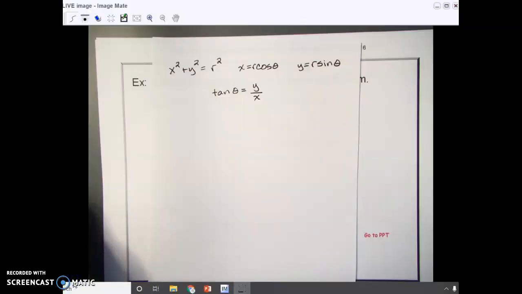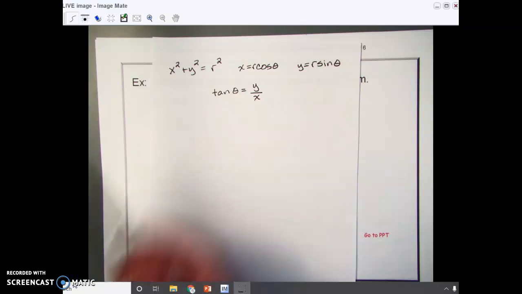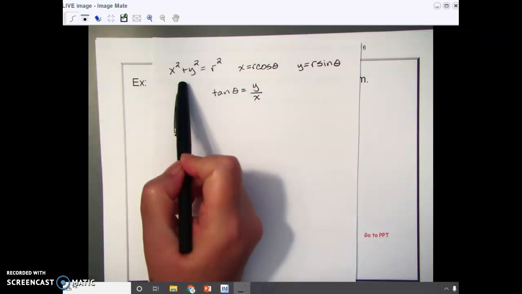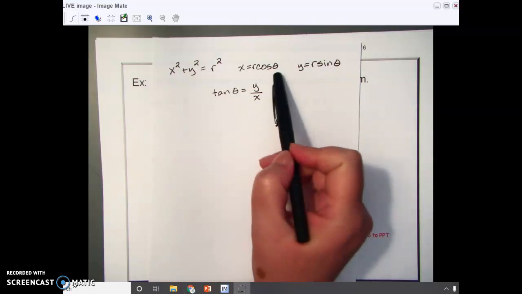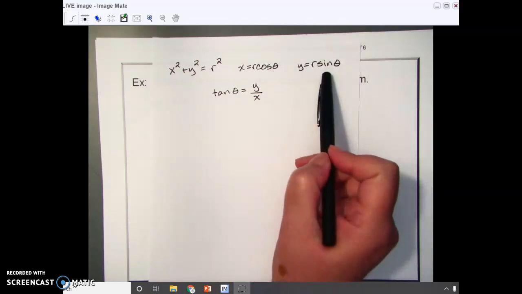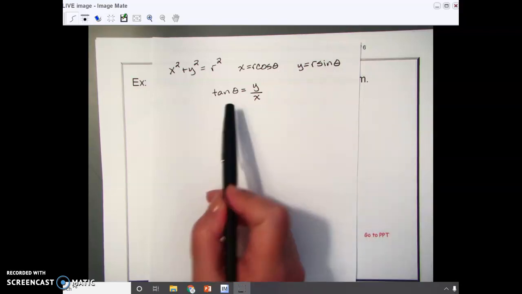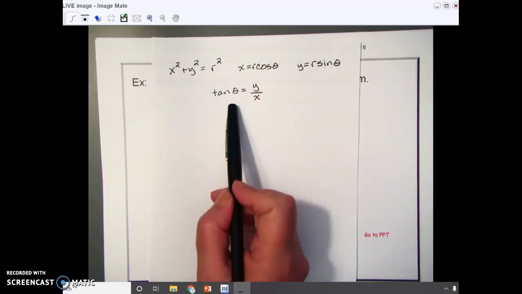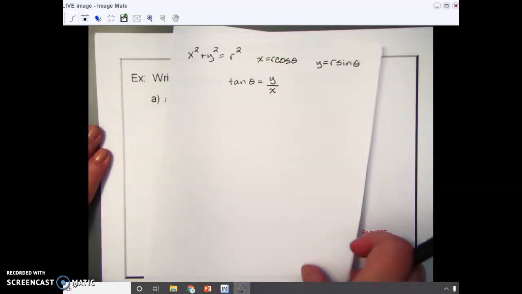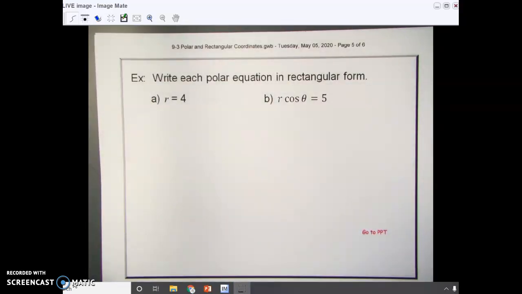So to summarize, the four most important formulas are x squared plus y squared is equal to r squared, x is equal to r cosine theta, y is equal to r sine of theta, and tangent of theta is equal to y over x. So let's take a look at the first couple of examples.